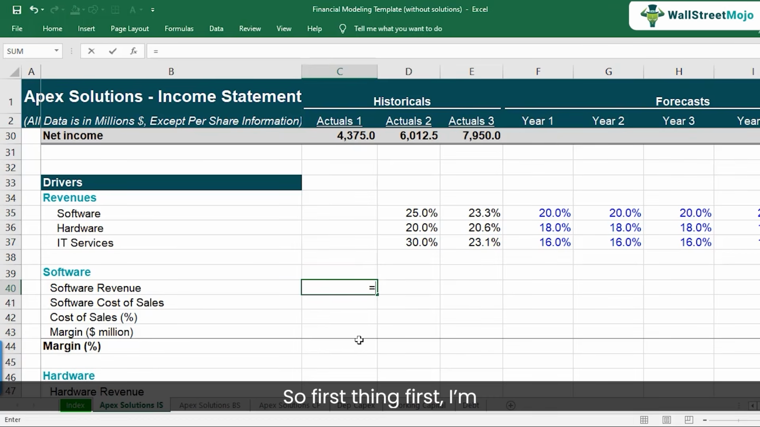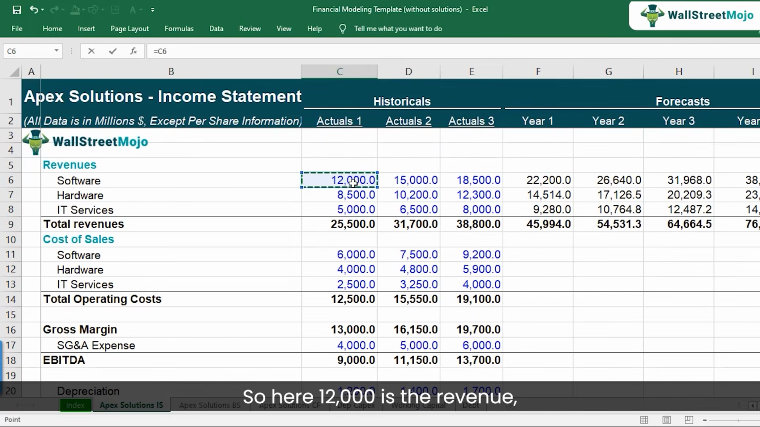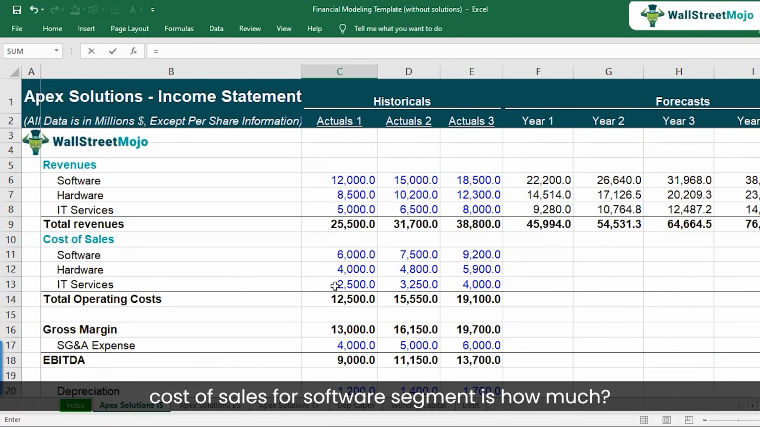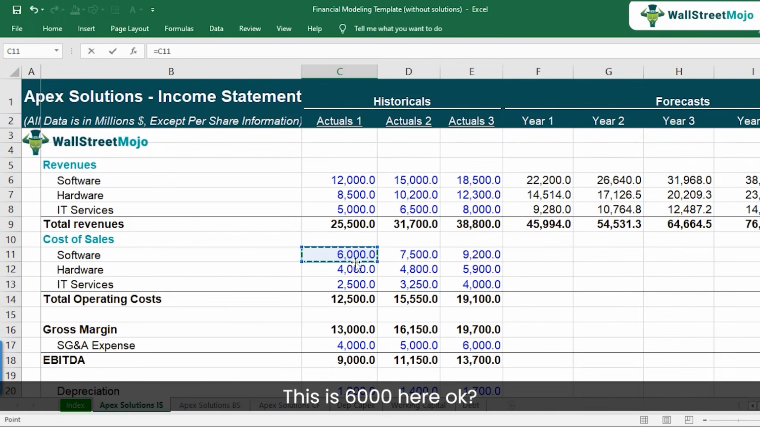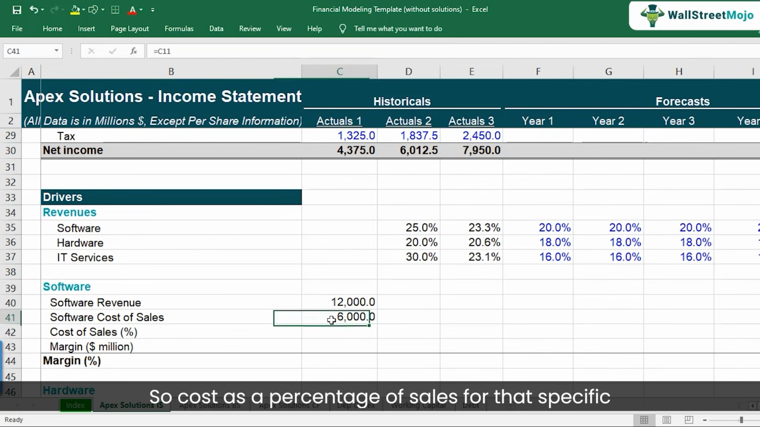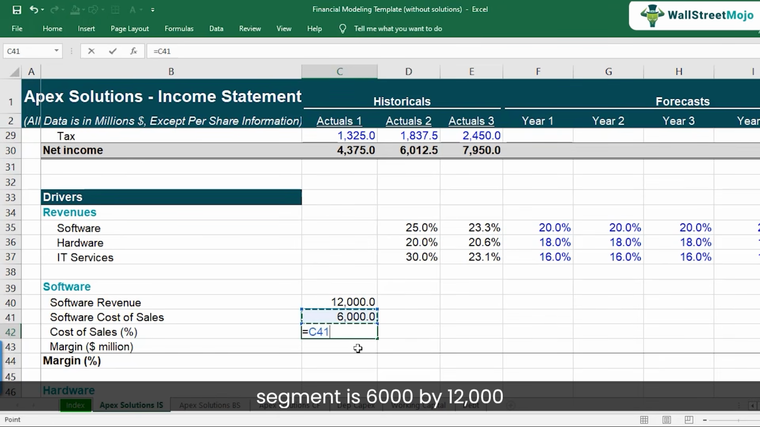So first thing first, I'm linking the respective revenue and the cost, right? So here 12,000 is the revenue. Cost of sales for software segment is how much? This is 6,000 here. Okay. So I have linked these two. So cost as a percentage of sales for that specific segment is 6,000 divided by 12,000, and it comes out to be 50%. How about the margin in absolute terms?